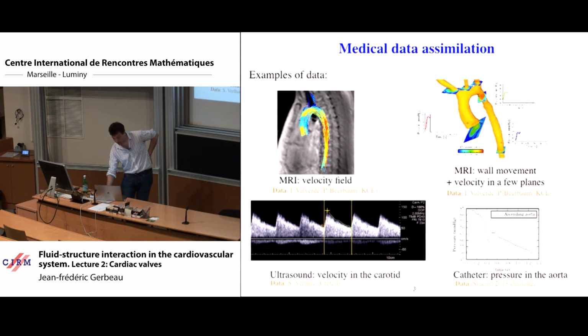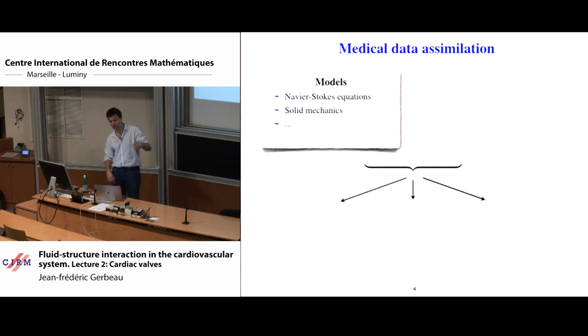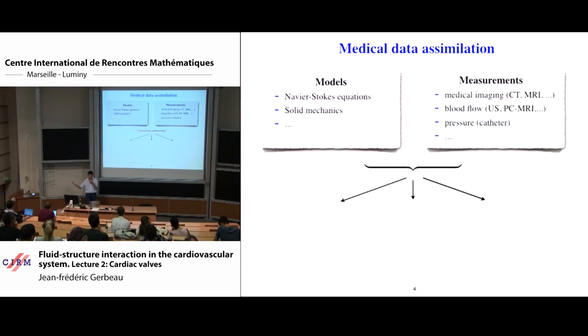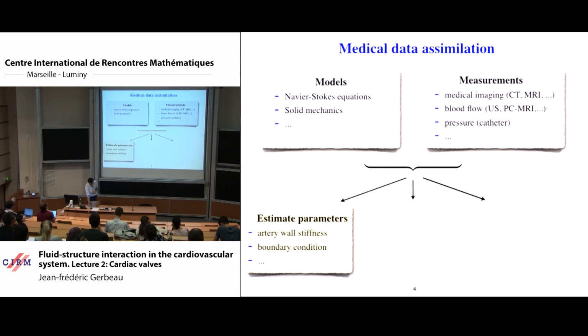which gives you the pressure. So the idea is that on the one hand you have a model: Navier-Stokes equation, solid mechanics, and so on. On the other hand, you have measurements: CT scan, MRI, ultrasound, phase contrast MRI, catheter pressure, and so on. What you want to do by mixing these two kinds of information is first to reduce the uncertainty you have on the parameters of your model, for example the arterial wall stiffness and boundary conditions. So estimate the parameters.